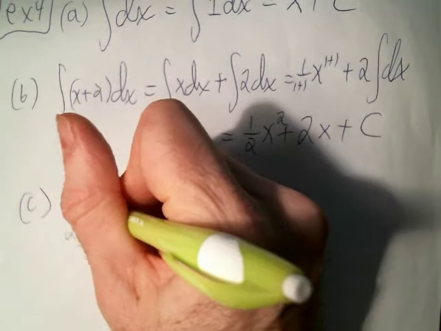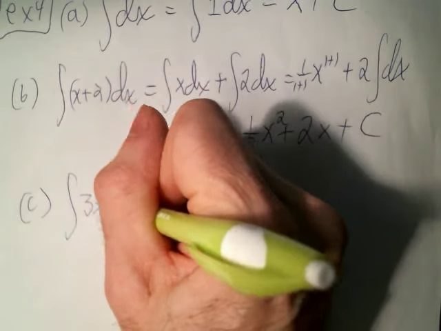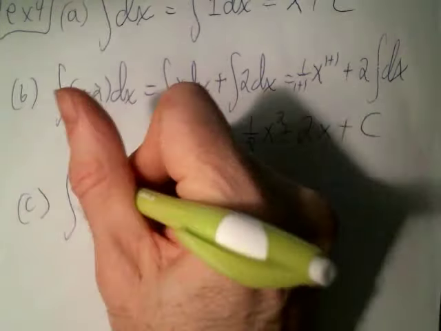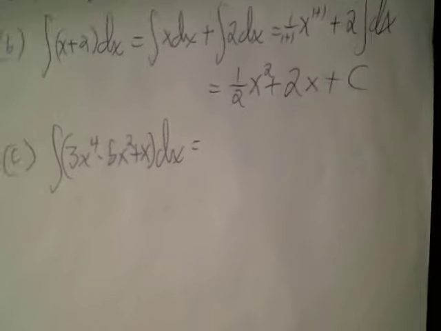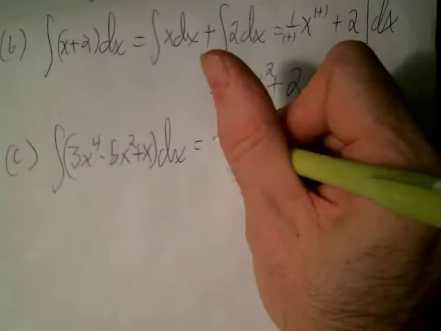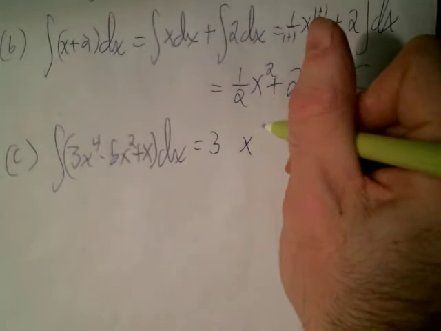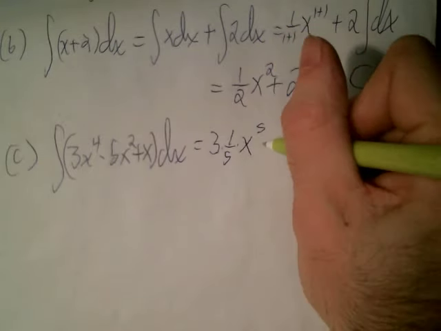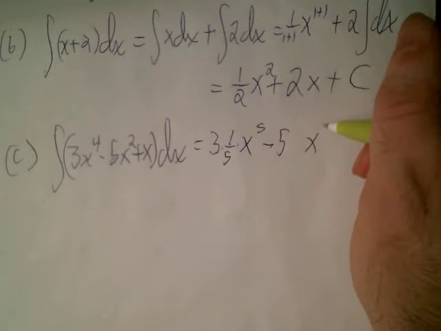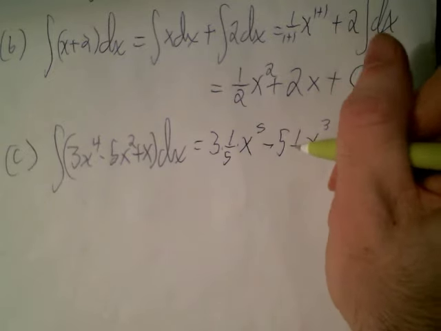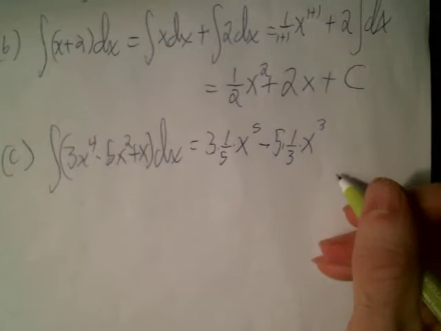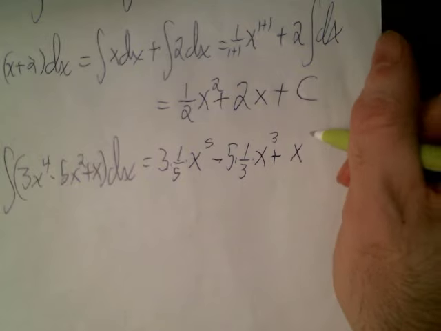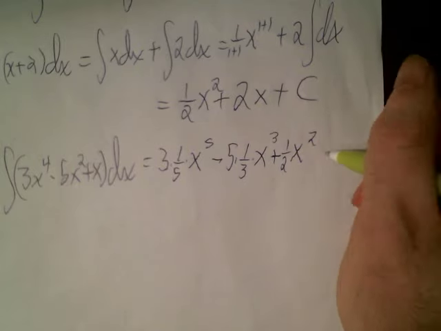Part C. You should be able to integrate any polynomial. So we'll have 3x to the 4 plus 1 is 5 times 1/5, minus 5x to the 2 plus 1 is 3 times 1/3, and then plus x to the 1 plus 1 is 2 times 1/2, and then plus c.